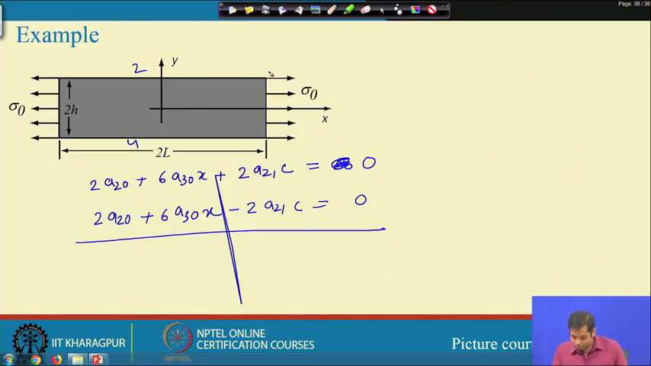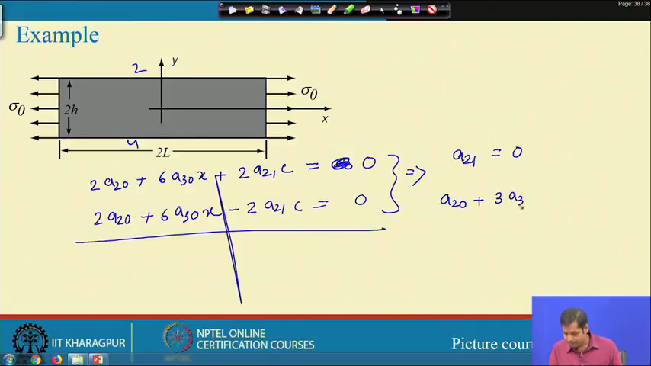From this, you can check, we get a21 equal to 0, and a20 plus 3a30 x equal to 0. Now, a20 equal to 0 we have.